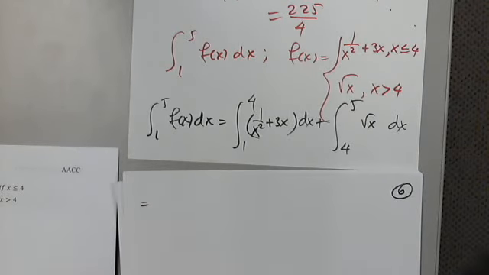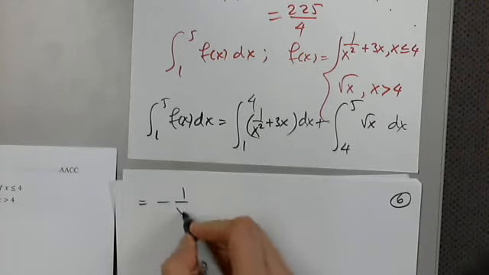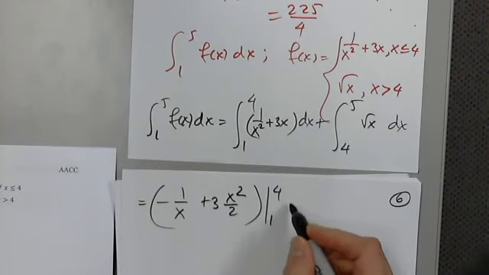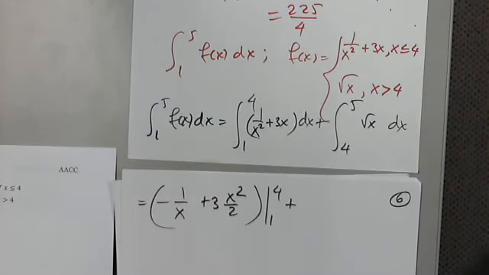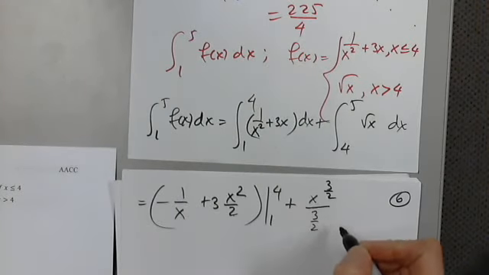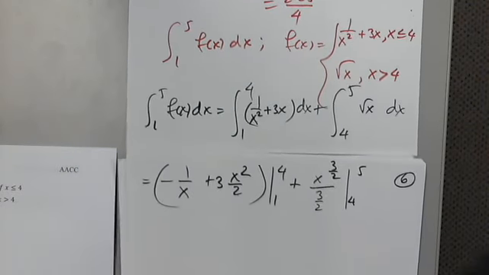If we're done, I can continue. Or do we need another minute? Which function has derivative 1 over x squared? This is one of that very important list. Awesome. Plus 3x squared over 2 from 1 to 4. Plus, now the square root of x, we should remember that this is x to 3 halves over 3 halves from 4 to 5.